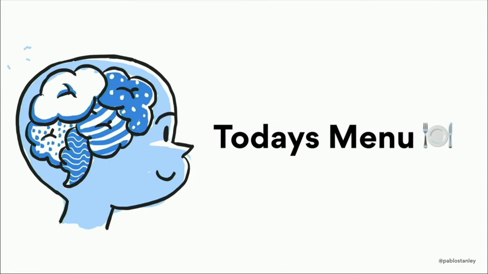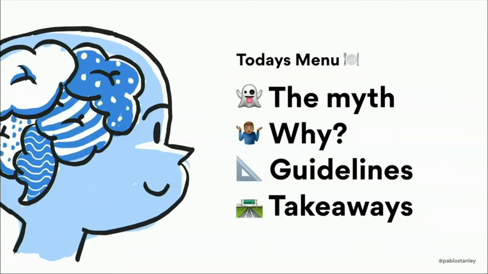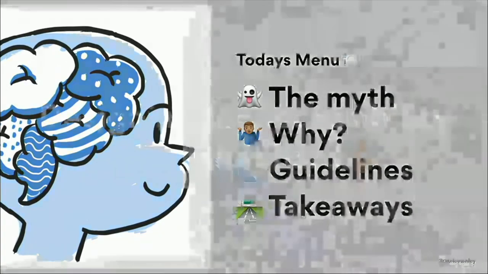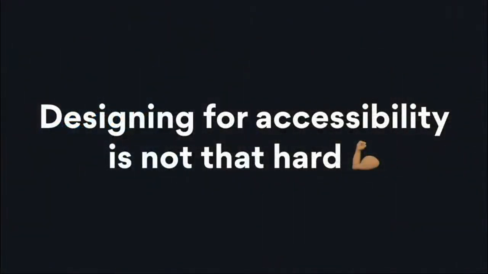So today, on today's menu, we're going to go over 7 easy to implement guidelines to create more accessible work, with some practical tips, and we're going to be focused on web products. But some of these guidelines can also be applied to mobile app products. First, we're going to start with the myth, why guidelines, and hopefully some takeaways. So let's start with the premise.